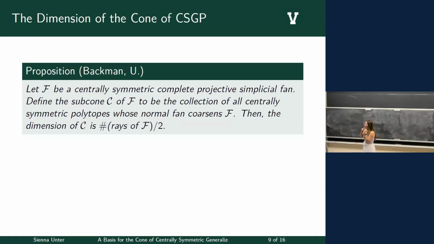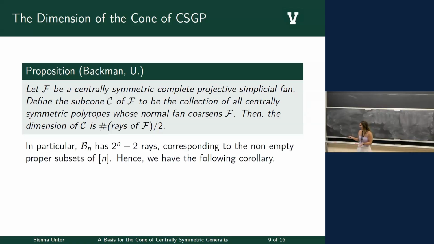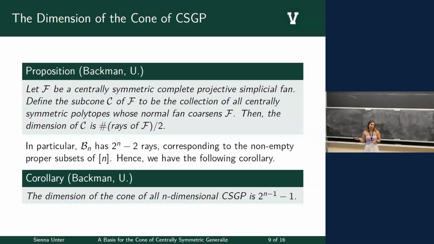Here's a proposition. Don't worry about the words. Basically, it just very easily allows us to calculate the dimension of the space that we're looking at. So we have this cone of centrally symmetric generalized permutahedra. How big is it? What's the dimension? The braid arrangement has 2 to the n minus 2 rays, and I can just cut that in half to obtain the dimension of the cone that I'm looking at. So 2 to the n minus 1, minus 1.